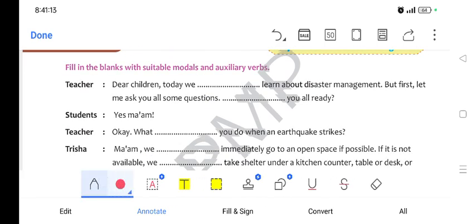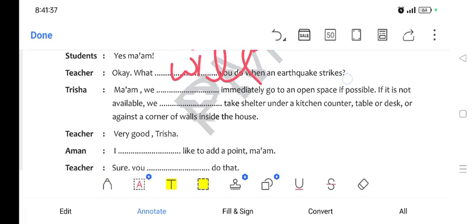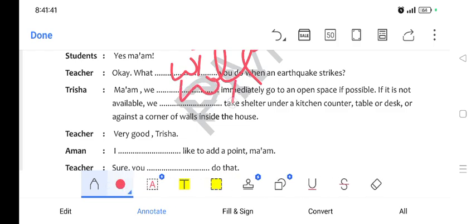Fill in the blanks with suitable modals and auxiliary verbs. Dear children, today we will learn about disaster management, but first let me ask you some questions. Are you all ready? So students will answer, yes ma'am. Okay, what will you do when an earthquake strikes? Then Trisha replied, ma'am, we will immediately go to an open space if possible.